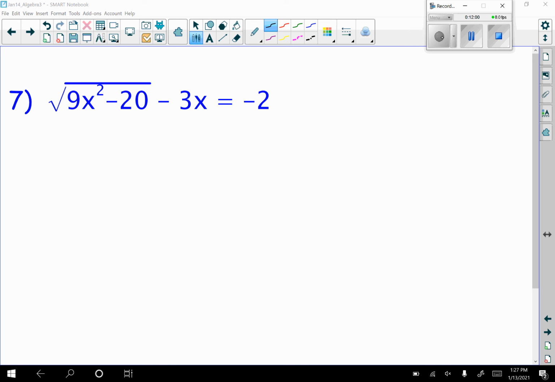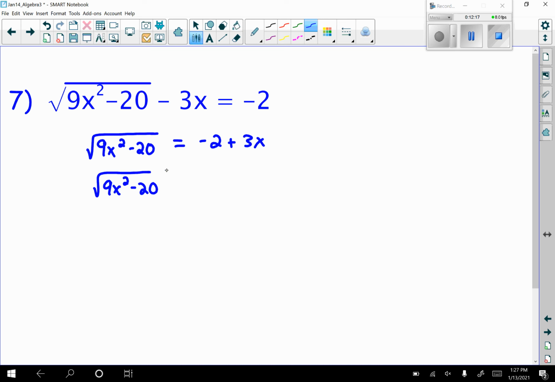All right, now with this, again, we want to follow those steps. We want to isolate our radical, so that's the square root of 9x squared minus 20. I'm going to add 3x to both sides, so it's really a negative 2 plus 3x. I'm actually going to flip this around. Square root of 9x squared minus 20. And no, I can't simplify anything underneath because there's a minus sign here. I'm not multiplying the 9x squared by the 20. So over here, I just mean I'm going to rewrite it as 3x minus 2.